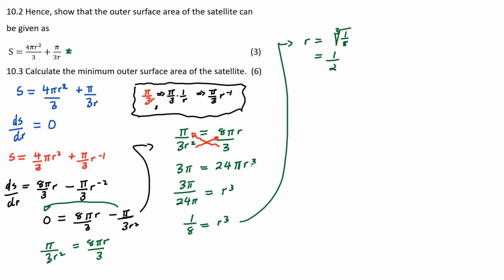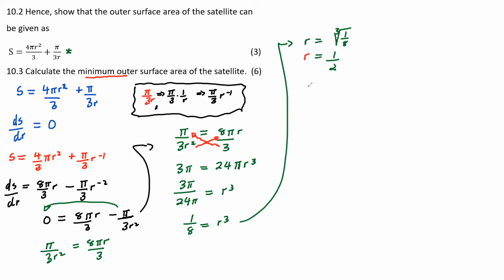And then I'm looking for r, so I can get the minimum outer surface area. And so I divide both sides by 24 pi. I get 1 over 8 rather is called r cubed. Then I cube root. R is a half. So it means when r is a half, that's when I get the minimum outer surface area.